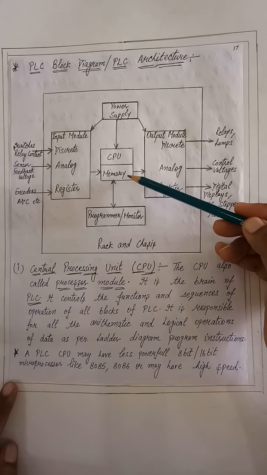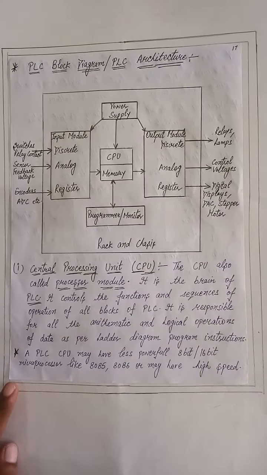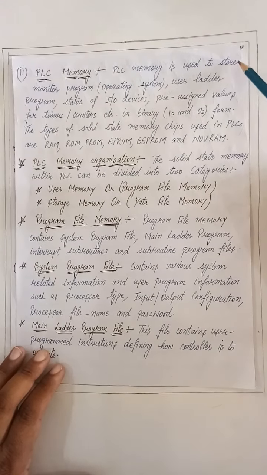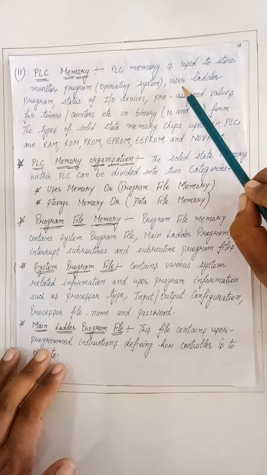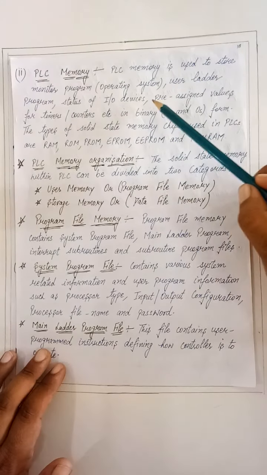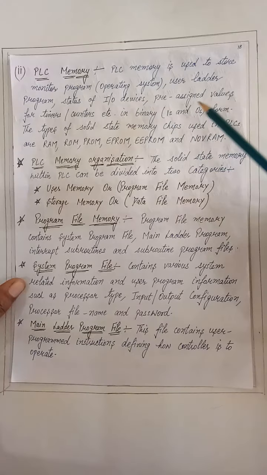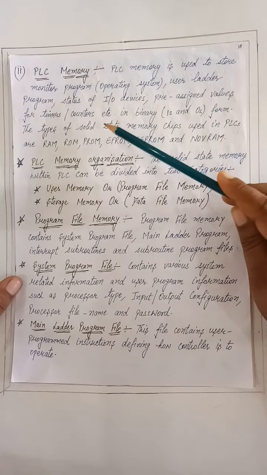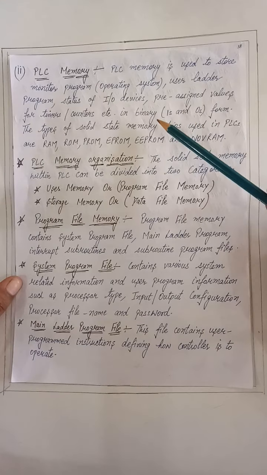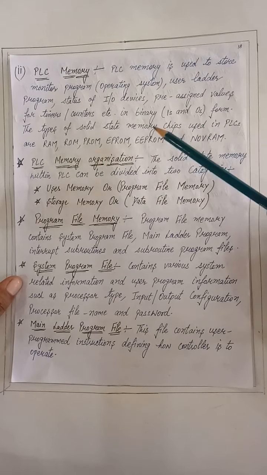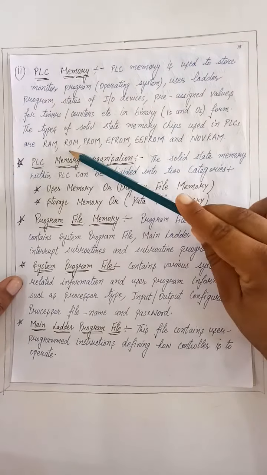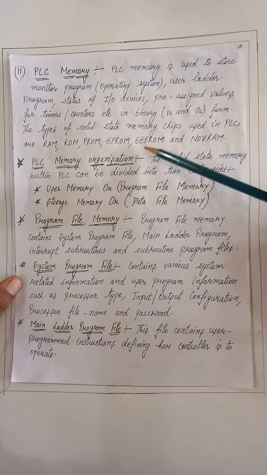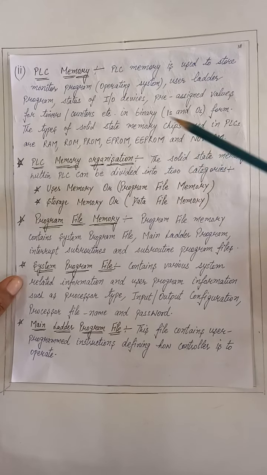The second block we are going to discuss is the PLC memory. PLC memory is used to store the monitor program, operating system, user ladder programs, status of input-output devices, pre-assigned values for timers, counters, etc. in binary, 1 or 0 form. The types of solid-state memory chips used in PLCs are RAM, ROM, PROM, EPROM, EEPROM and NOVRAM.